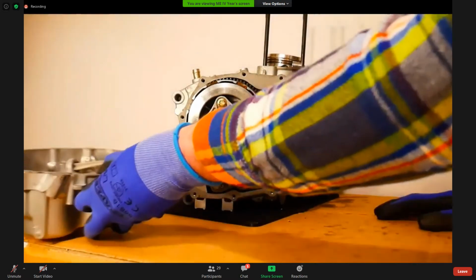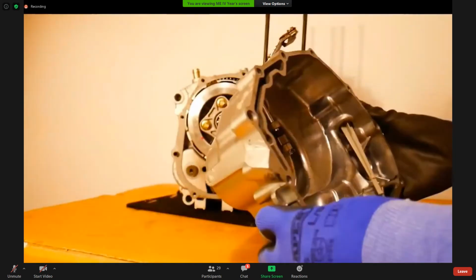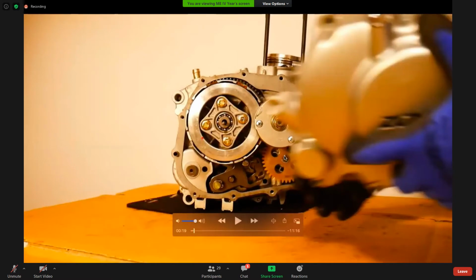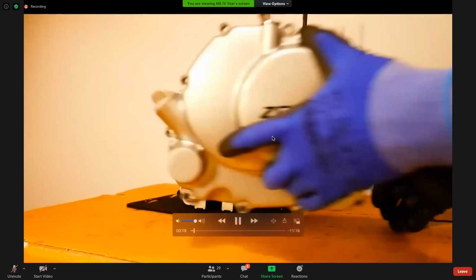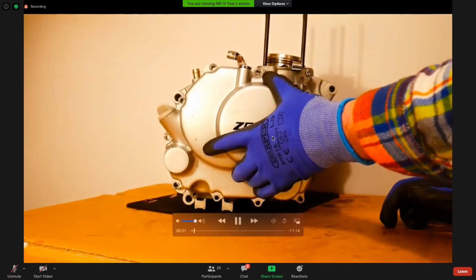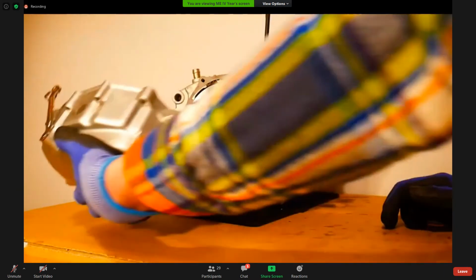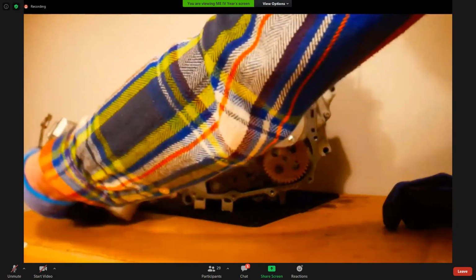I have removed the clutch cover. In the previous class, we have seen about the pump that was mounted over here. In today's class, we are going to see about the filter that is attached over here. So this is the clutch cover. I've just removed it from this particular engine.